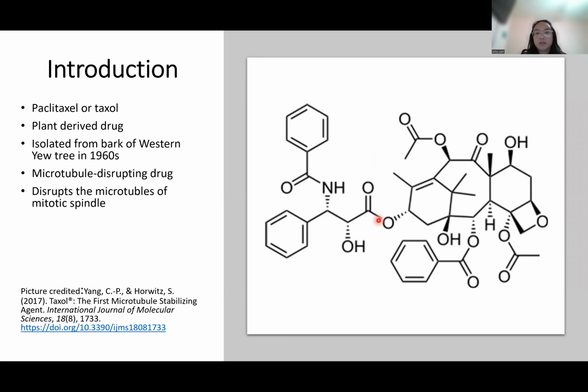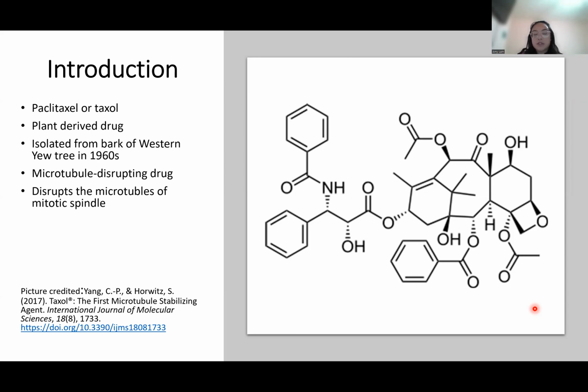So, an introduction on Taxol. It is also called paclitaxel or Taxol. It's a plant-derived drug, and over here I have posted the chemical formula of Taxol. It is isolated from a bark from the Western yew tree in the 1960s by researchers.